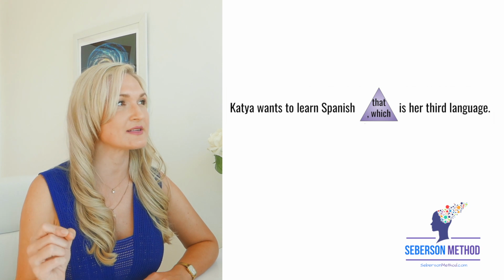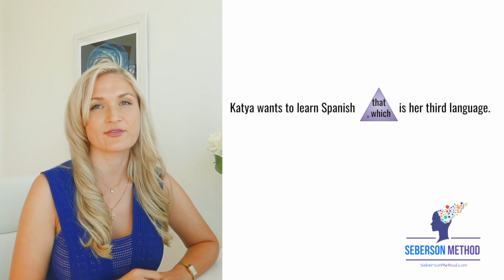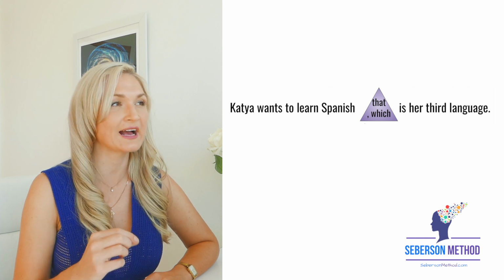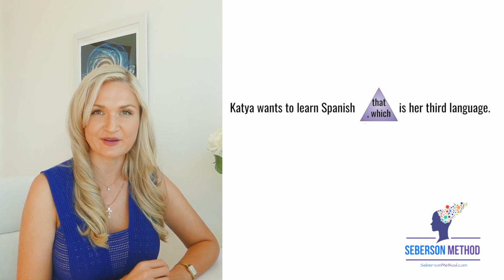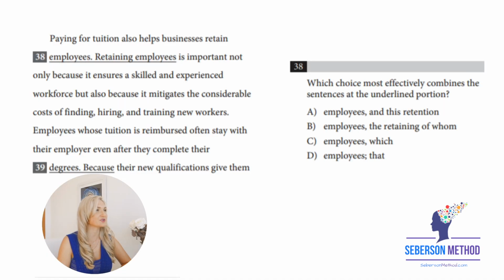So here's how we're going to do this. Katya wants to learn Spanish. That is her third language. Or comma which is her third language. Let me show you a real example from the SAT. Problem number 38. Try it out.